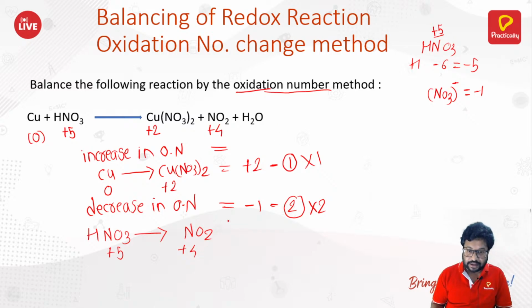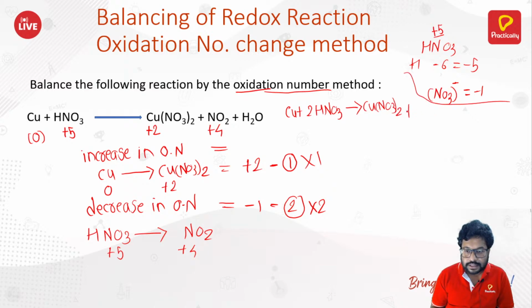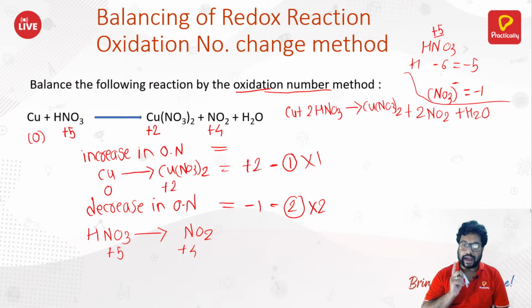Then adding them together, what do you get? You get Cu plus 2HNO3, then you have CuNO3 plus 2NO2 plus H2. Okay, so now increase and decrease in OS have got balanced, but some atoms still need to be balanced. See, nitro group NO3, you can see there are 4 nitrogen here, the 2 NO3 group and 2 NO2 group are here.